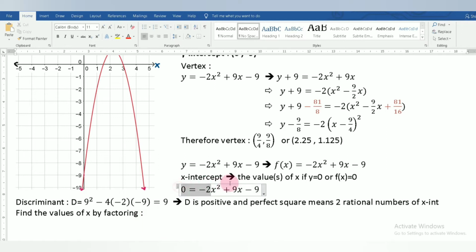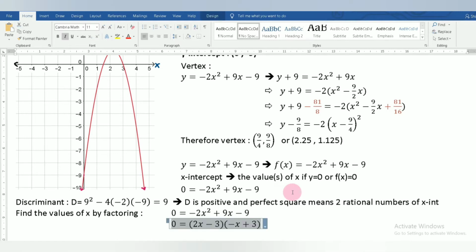I will factor it by the factor skill. This is the factor, and then I just find the zeros. What are the values of x which make each factor equal 0? The first one is 3 over 2. The second one is 3.